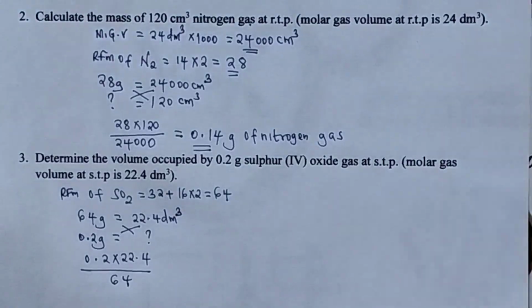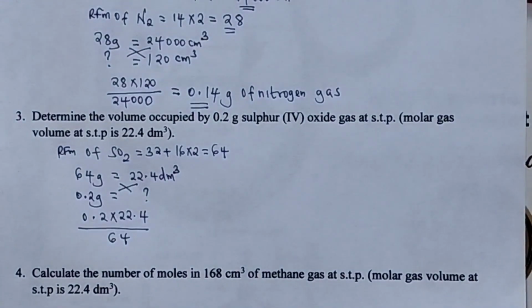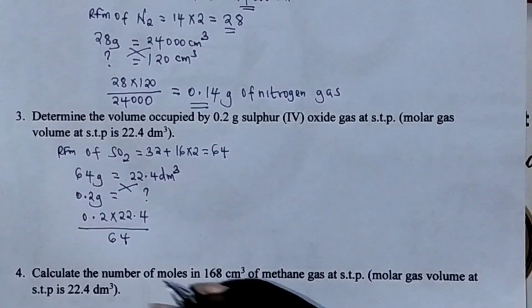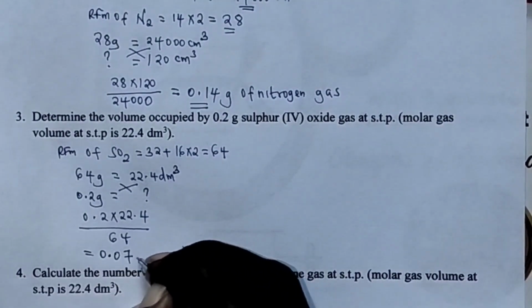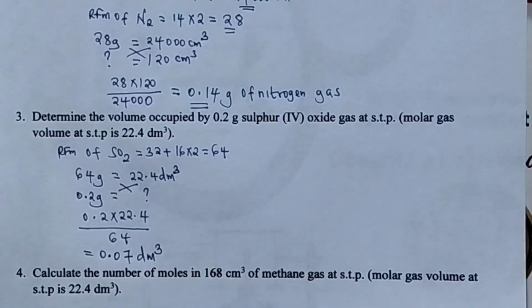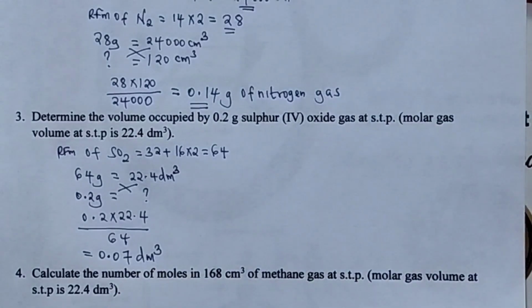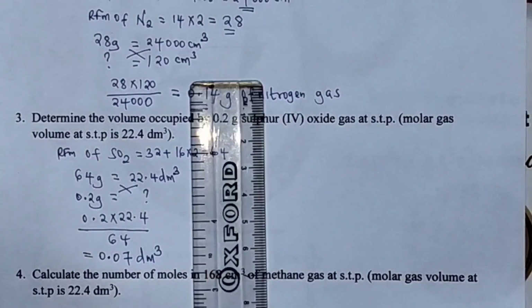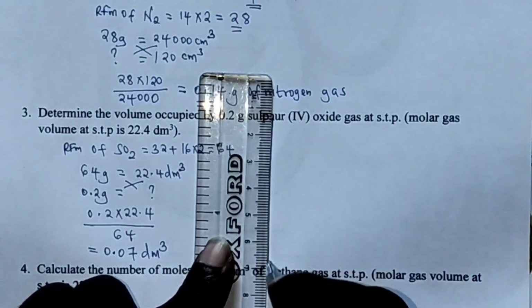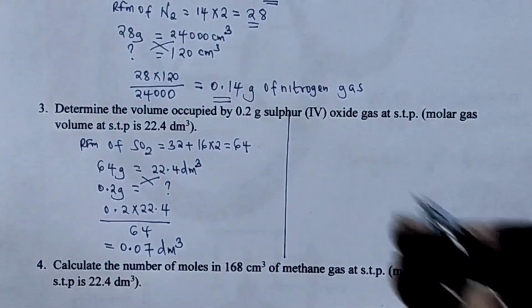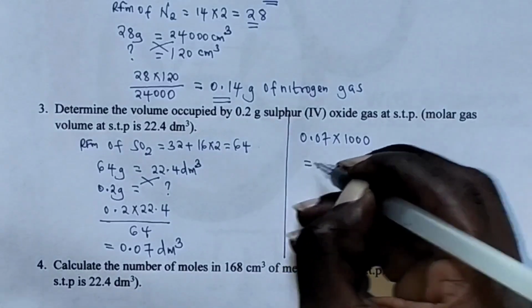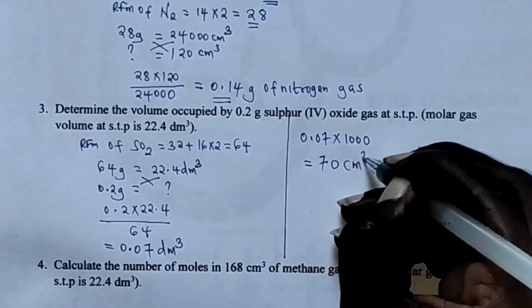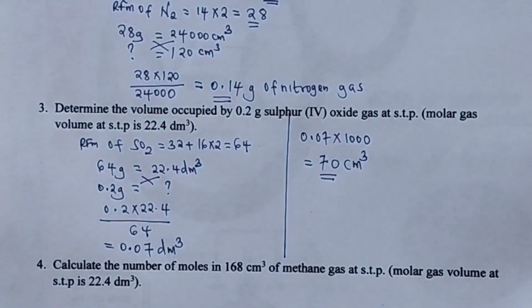So we want to check what we are going to get using a calculator. We are going to get 0.07 decimeter cube. If you're having 0.07, we can convert it to centimeter cube, or you can stop your answer there. If we want to convert into centimeter cube, we can just take 0.07 and multiply it by 1000. Here we can get 70 centimeter cube. That's how we are going to calculate for question number 3. We proceed to question number 4.